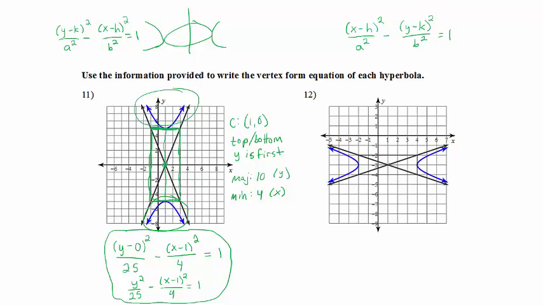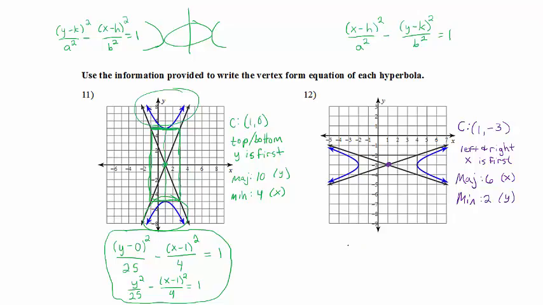So we need the same information. We need to know that the center is at 1, -3. We need to know that it's on the left and the right, which means that x is first. We need to know that the major axis is 6 wide and is telling us about x because it's left and right. The minor axis is 2 tall and is telling us about y. And so we're going to put all of this together into our formula.